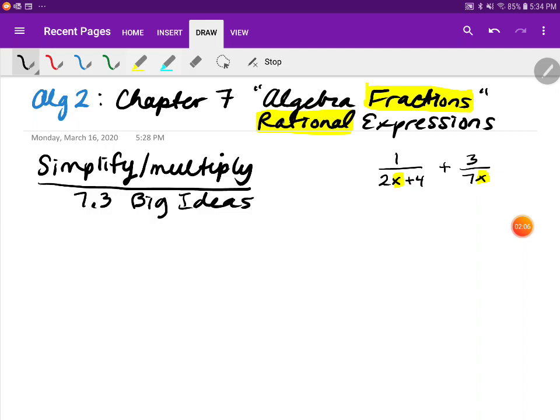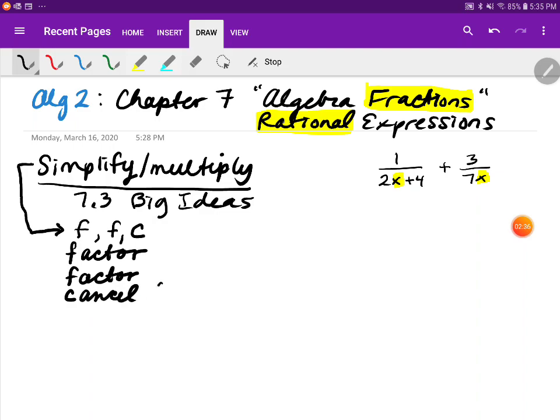I have some letters to remind myself of the order that I need to do problems in. For these, I call this FFC. Anytime it says simplify or multiply, I write down FFC, and it reminds me what order to do things in. The first F stands for factor. The second F also stands for factor. And the C stands for cancel. One of my students last week told me, Miss Nichols, C could stand for cross out. I thought, okay, that's good. The key is that you have to factor before you cancel.